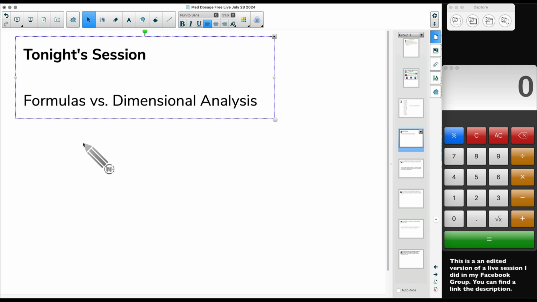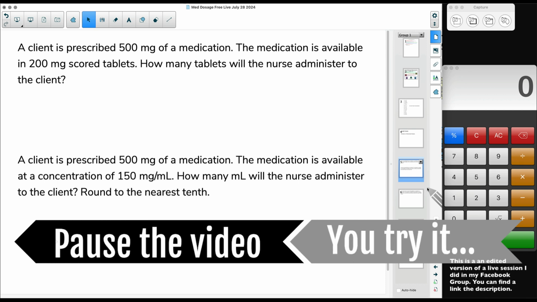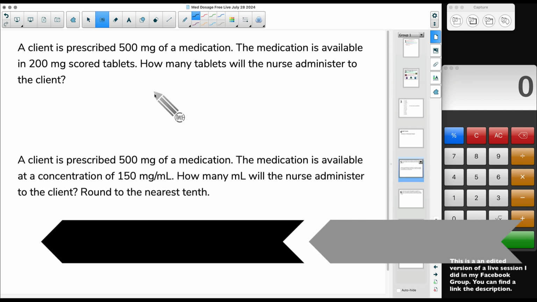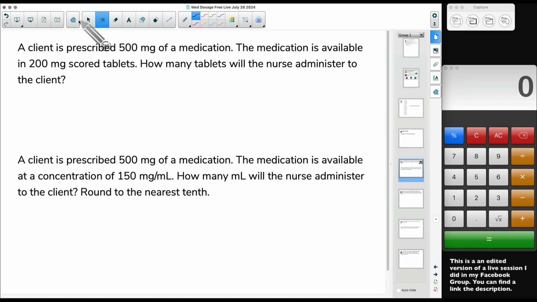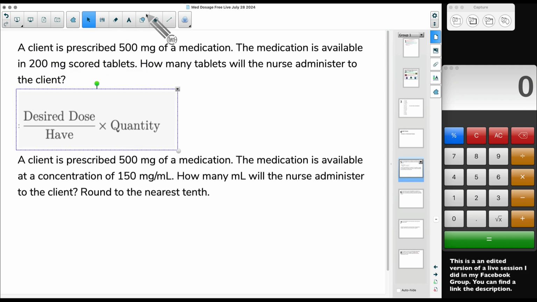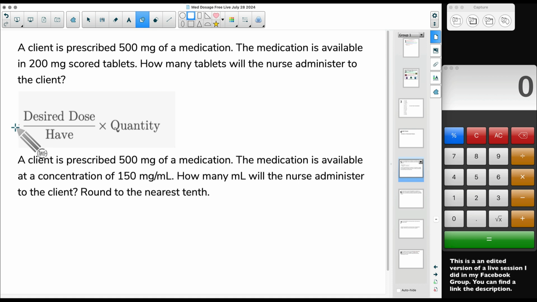So with that said, 2 problems up here for Calc. I want y'all to work those 2 out. Now, what I want to go ahead and talk about first of all is the formula. Even though I'm not the biggest fan of formulas, there is a very common formula, and y'all have probably heard of this: desired over half times quantity. And the formula is fine in certain cases, but sometimes it is not.